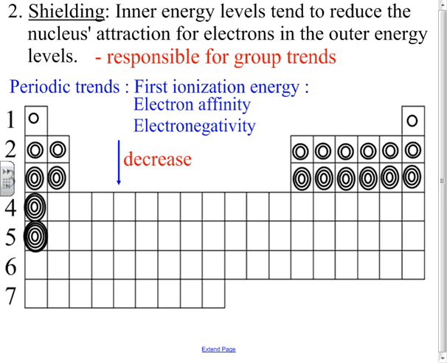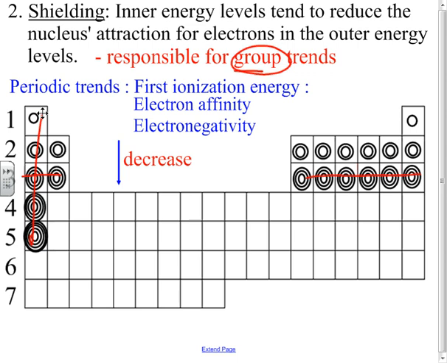Shielding is when the inner energy levels tend to reduce the nucleus's attraction for electrons in the outer energy levels, and this is responsible for group trends. As we go down a particular group, we can see that the energy levels increase. The first period has only one, second is two, third is three, fourth is four, fifth is five, and so on. And if you go across any period, the shielding, the number of energy levels, does not change, which is why it is not responsible for period trends, but only for group trends.